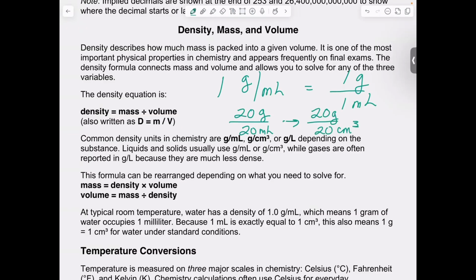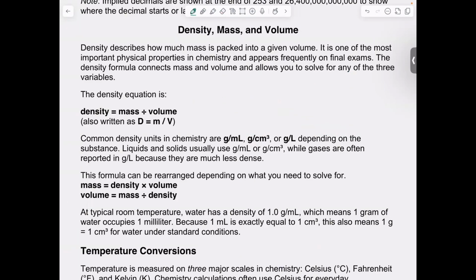And I've seen sneaky questions where they'll throw in like, I have 20 grams of water, and maybe they want you to determine the centimeters cubed or something like that, where you just simply need to know this part right here. Water at room temperature is 1 gram per milliliter. It's also 1 gram per centimeter cubed, and just know that under standard conditions. Room temp, what we're talking about there. All right, I think that's it for this particular section.